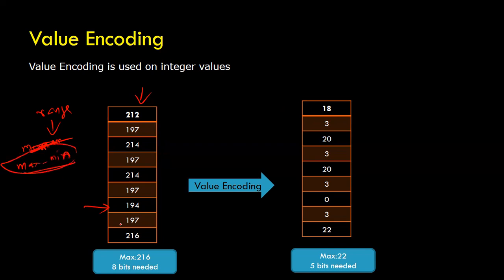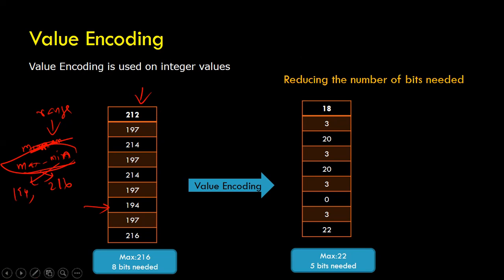So here what is the minimum? 194. What is the maximum? Yeah, max minus min, right? Who said that? Prabhat, okay. Yes, max minus min is your range. So the minimum here is 194, and your maximum is 216. This is your minimum, this is your maximum. But when it does the value encoding, it subtracts 194 from each value, for example 292 minus 194.